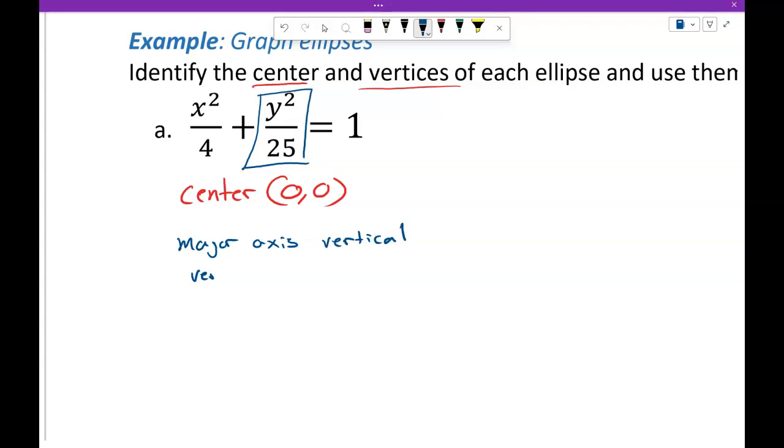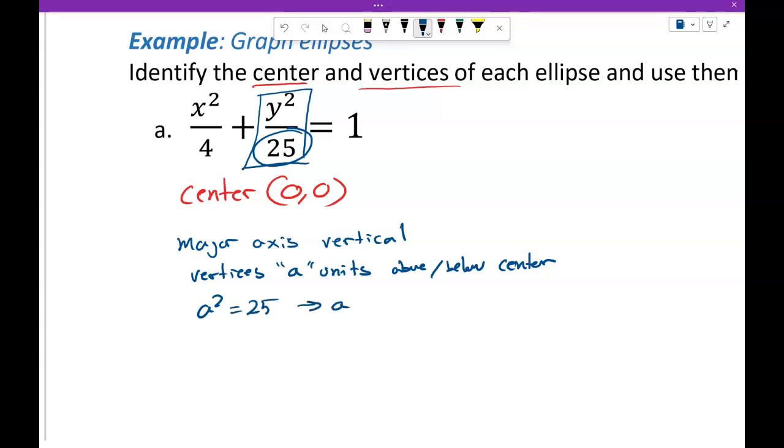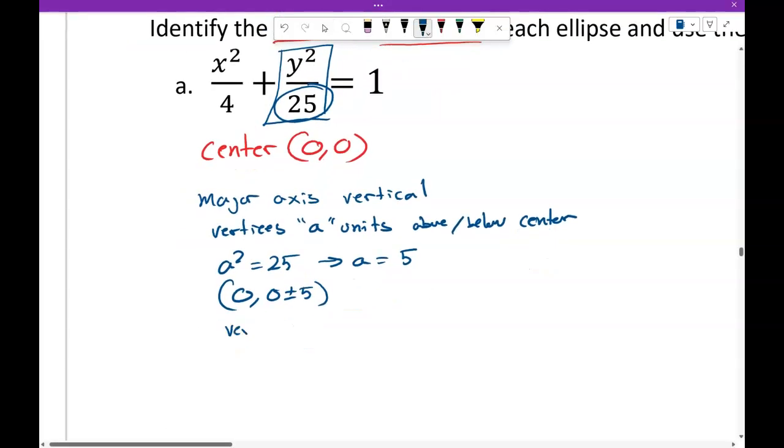Therefore, we know that our vertices will be a number of units above and below the center. a units above and below. So we need to figure out what a is. Well, a is the square root of the denominator underneath y squared. So since a squared equals 25, we know that a equals 5. So from our center, we are going to add and subtract 5 from the y value in order to get our major vertices, which will be located at 0, 5 and 0, negative 5.